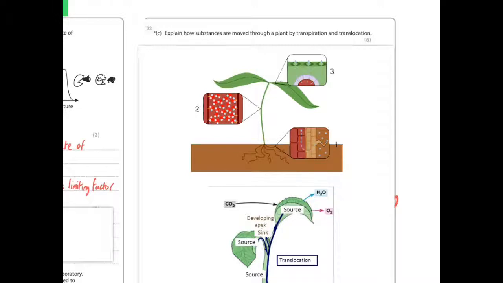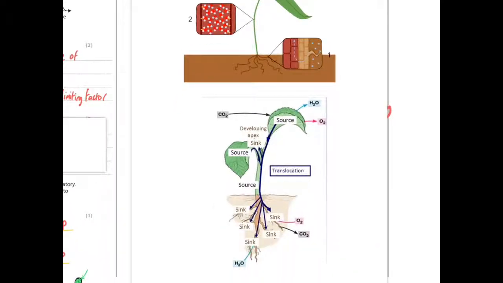So that's how substances, or rather water, move through a plant by transpiration. Translocation is a little bit different. So at the source where certain things are made, like sugars, sugars are made at the source through photosynthesis, and they can be transported through the phloem. They can be transported bidirectionally.